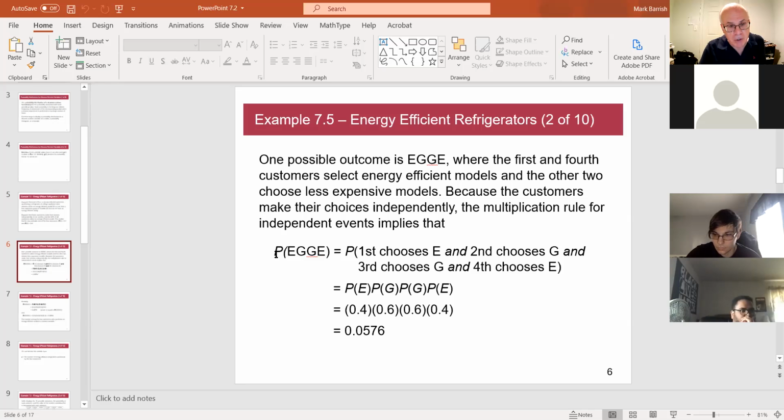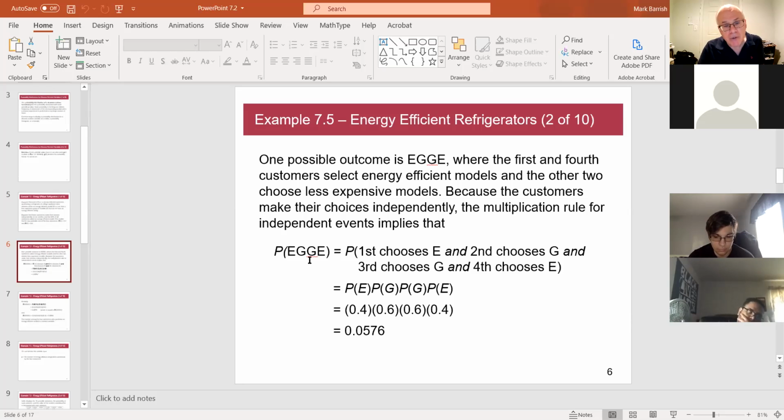All right. So this is what the notation is indicating. The first letter is the first person coming in. The second is the second person. Third letter is the third person. Fourth letter is the fourth person coming in. So you can picture there's many possibilities here, but this is one of them. We want to know what's the probability that the 4 customers coming in pick the refrigerators in this order, right? In this particular order, energy efficient first and last, and the 2 middle ones, non-energy efficient.